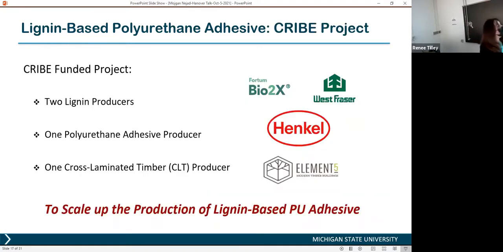And that's why, through the same consortium that I built, I had 2 lignin producers, but this time, instead of Hexion, Henkel, which is the major polyurethane adhesive producer in the world, and the majority of the CLT producers are buying their adhesives from Henkel. They're interested in scaling our technology. And then once they scale up our technology and make lignin-based polyurethane adhesives, we're going to try it in the manufacturing line of Element 5 in Canada, which is a CLT producer.